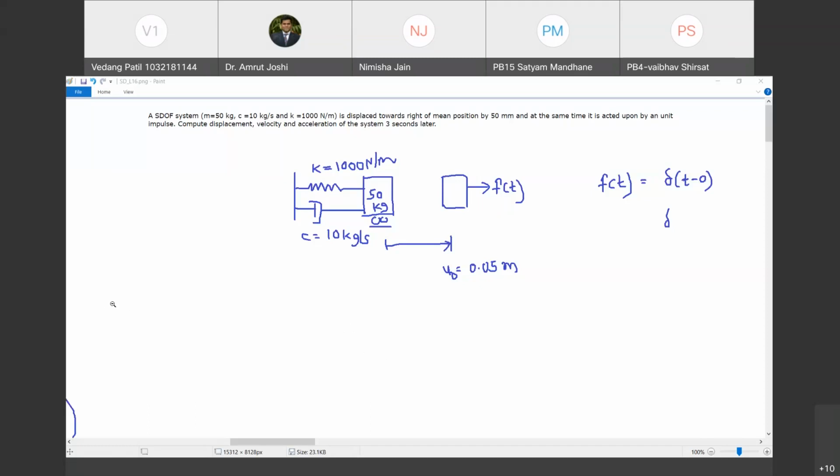But we also had another response just before that, and that is u of t star. By the way, what is t star? T star is t minus tau. If you remember the picture, that is e raised to minus eta omega t minus tau, u0 cos omega d t minus tau plus u0 dot plus omega eta u0 upon omega d sin omega d t. This was the response. If you are able to remember that, I will bring that here.